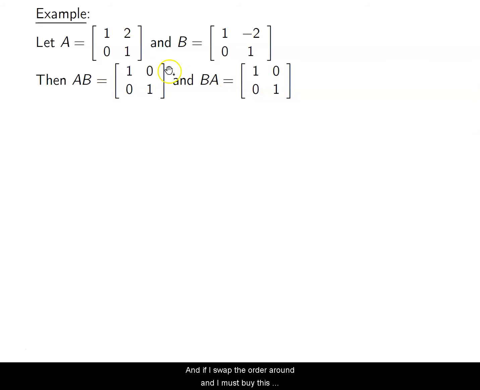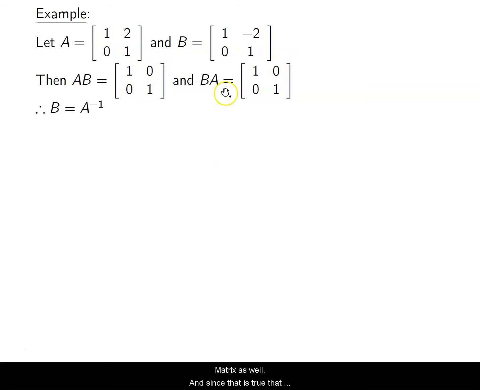And if I swap the order around and multiply this one times this one, I should also get the identity matrix. You can go ahead and check this one as well. So this one in front of this one: this row times this column, this row times this column, this row times that column, and this row times that column, and you should see that you come out with the identity matrix as well.